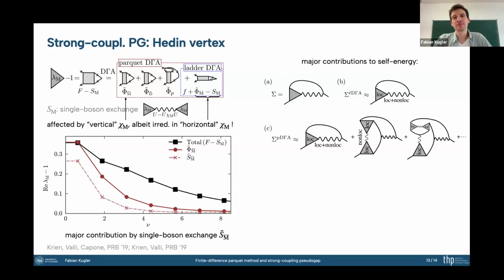And now in parquet D gamma A, we have the same expression, but additionally, corrections to the Hedin vertex via transversal spin fluctuations. So we can rewrite this as this minimal set of equations.